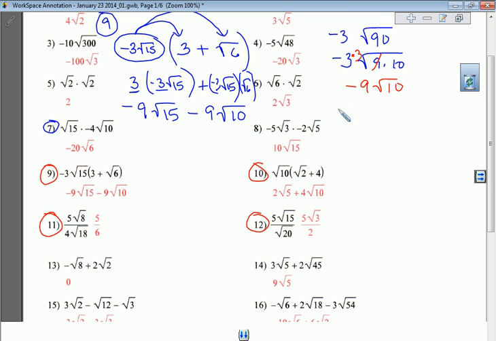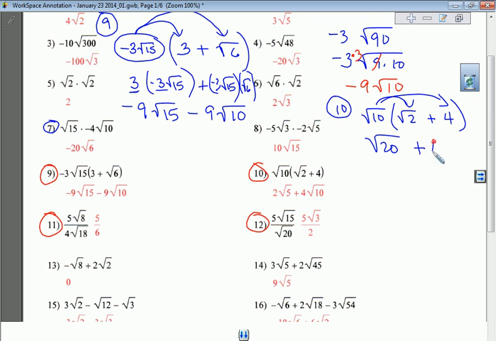Okay, number 10. We'll start it over here. Number 10. Square root of 10 times square root of 2 plus 4. Not even square root of 4. So we're just going to distribute here: square root of 10 through this expression. So square root of 10 times square root of 2 is square root of 20.